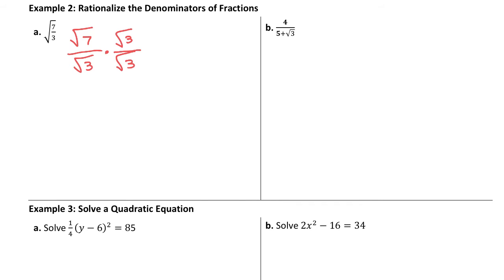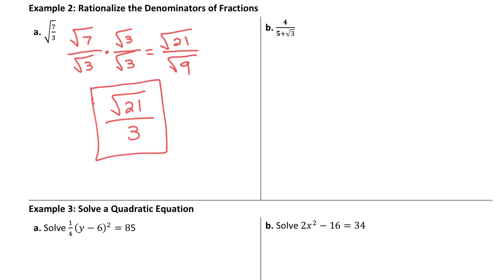Because this number, square root of 3 over 3, is just 1. So I'm not changing the value of the fraction. But you'll see what happens when I do this. I can rewrite each of these products, product of the top, product of the bottom, as a single square root. So square root of 21 over square root of 9. That can be further simplified. That will become square root of 21 over 3, because the square root of 9 is 3. So this is my simplified fraction, where we rationalize the denominator.